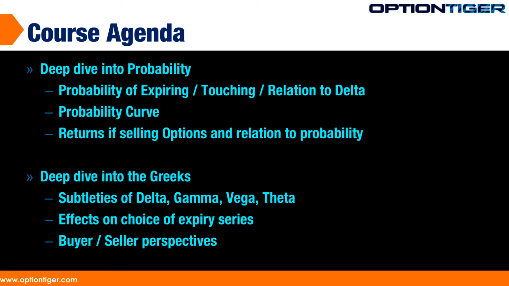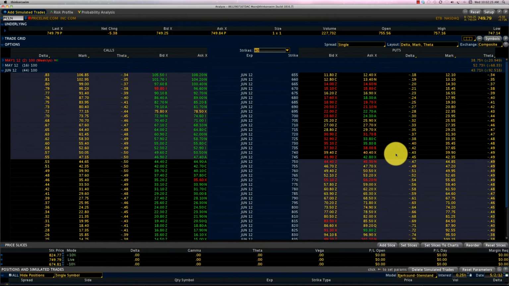So let's jump right in. I want to go over to the Think or Swim platform and let's tackle probability in the first part of this course. So far, we've always used delta as an approximate measure of probability of that option going into the money.